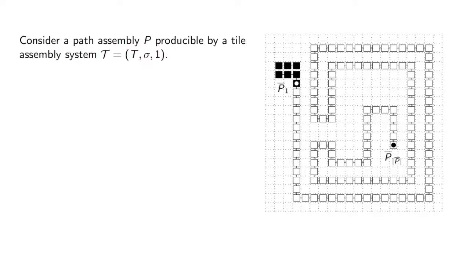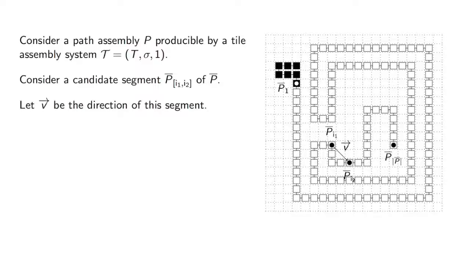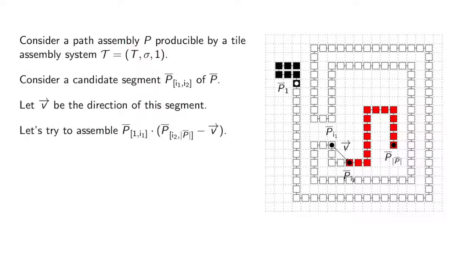Consider a simple path assembly P producible by a tile assembly system. The seed is in black. Consider two indices I1 and I2 such that the segment of the path assembly P from index I1 to index I2 is a candidate segment. Let V be the direction of this segment. Consider the segment of the path assembly P from the index I2 to its last tile. This segment is in red.